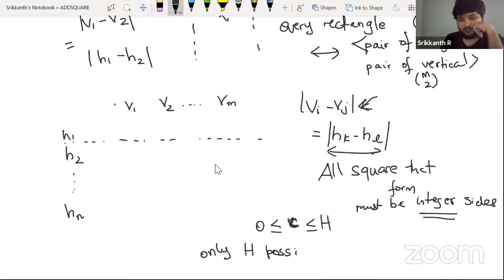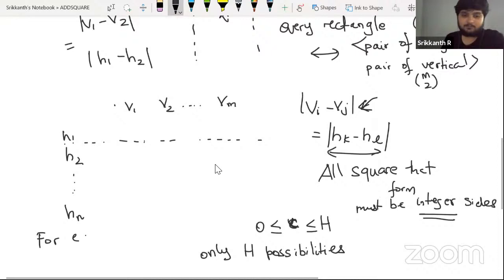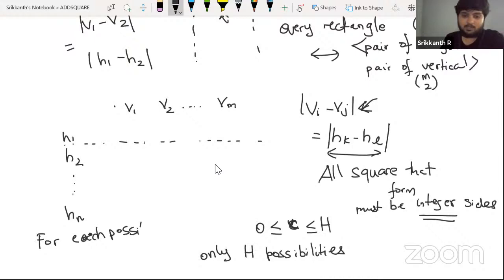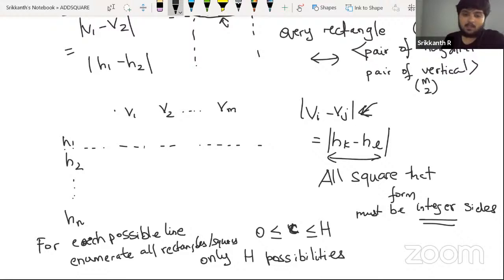right? So now we have a brute force solution, okay? For each possible line that I can add, enumerate all rectangles or squares, okay, and find their area. Okay.